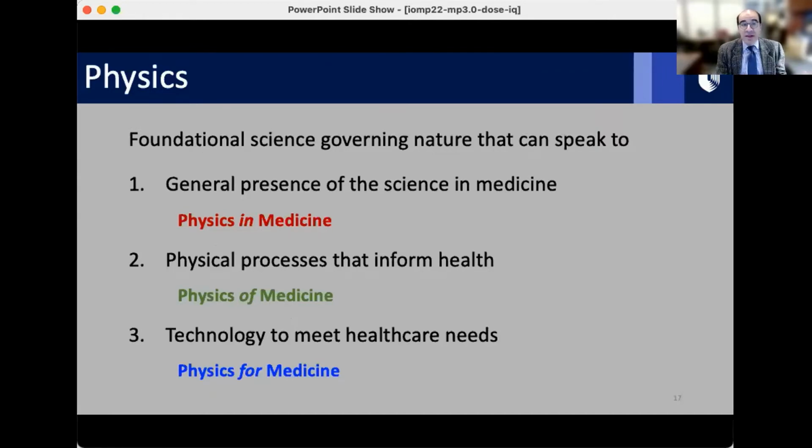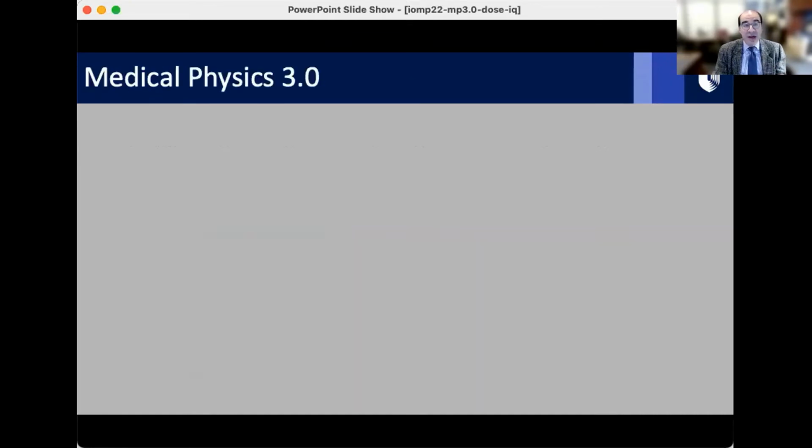Well, we say physics is a foundational science governing nature that can speak to the general presence of science in medicine, what we call physics in medicine. We can speak to physical processes that inform health, whether it be physics of medicine, or more importantly than all of those, technology to meet the healthcare needs. That would be physics for medicine. So physics as a foundational science has a role to play in all the spaces that I described.